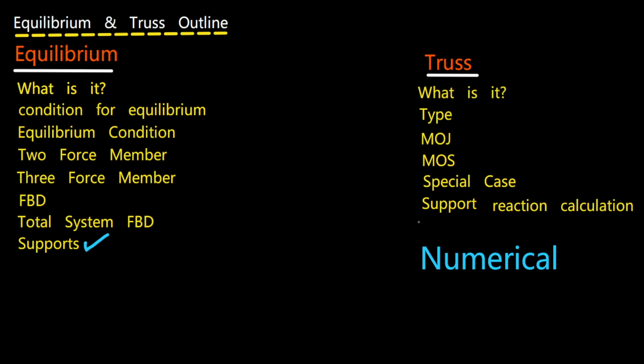and also we saw the types of supports, and then we discussed truss, types of truss, and the method to solve by the method of joint, and to solve the truss by method of section, and some special cases like zero force member. So there are two cases in the special case. Then we saw that by the total system free body diagram the support reaction can be calculated, and I have done one numerical in the last video.